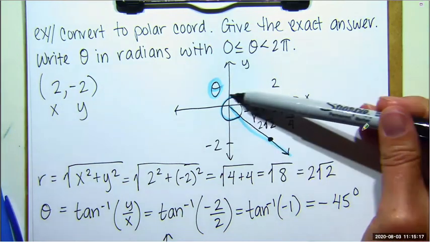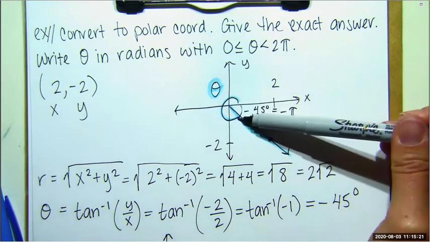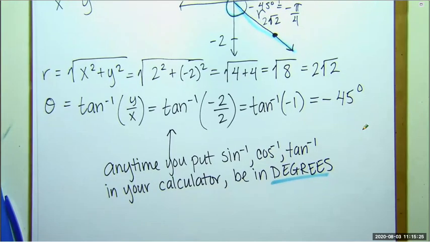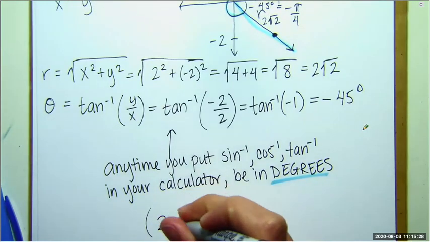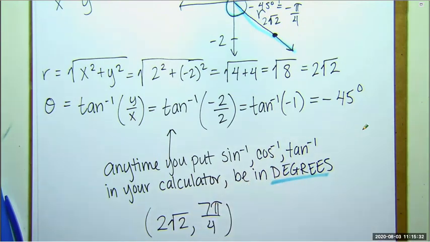Okay, so all the way around here is 2 pi. We are pi over 4 away from being to 2 pi. So that makes this angle positive 7 pi over 4. So our answer is 2 root 2, comma, 7 pi over 4.